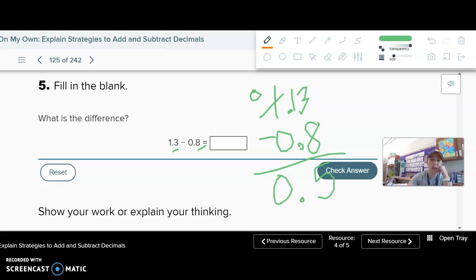You might say, well, I got 5. Well, you might have gotten 1 and 5 tenths. And 1 and 5 tenths wouldn't make sense because I can't have a bigger number than I started with when I'm subtracting a positive number.